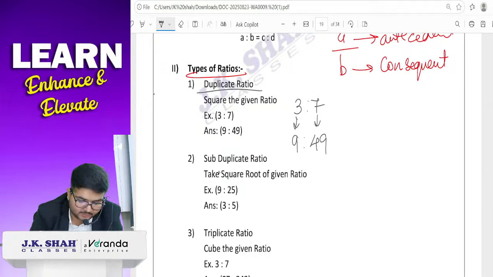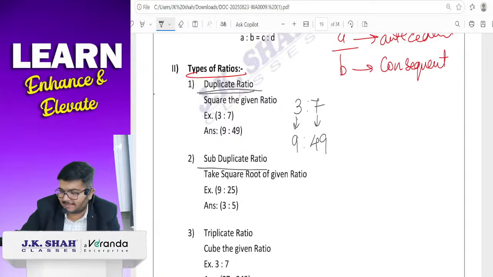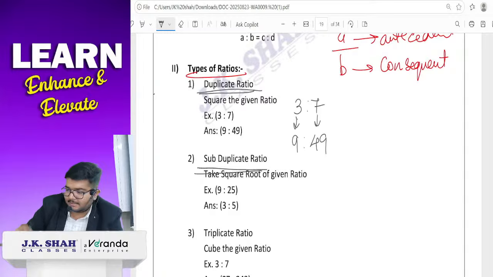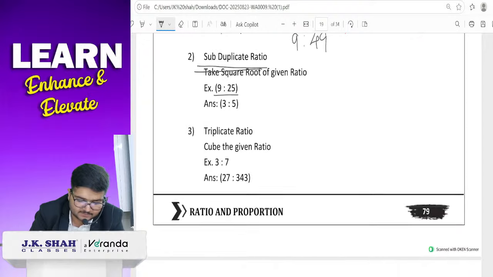Next, you have to find out subduplicate ratio. In duplicate ratio, you will square the antecedent and consequent. In subduplicate ratio, you will find the square root of antecedent and consequent. So here is the example, 9:25. You have to find out the subduplicate ratio of 9:25. So you will just find the square root of both the numbers. 3:5 will be the answer.